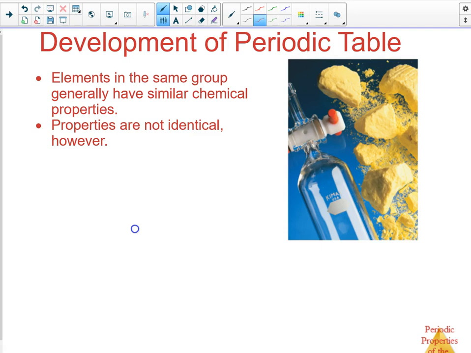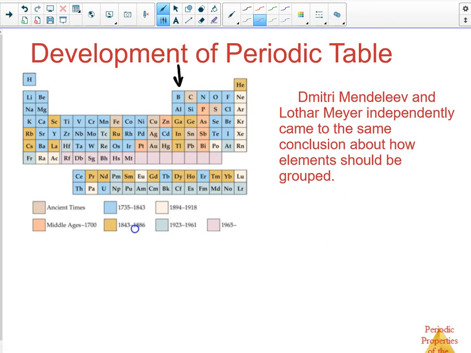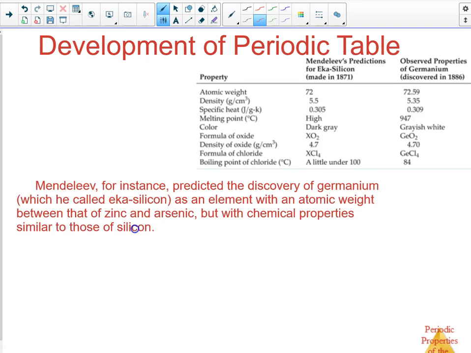All right. Elements in the same group generally have similar chemical properties. Properties are not identical, however. Dmitri Mendeleev and Lothar Meyer independently came up with the same conclusion about how elements should be grouped. It was pretty cool. They did it years and years ago, and it still matches all the complicated stuff to this day. Pretty awesome. That's what we talked about yesterday, right?